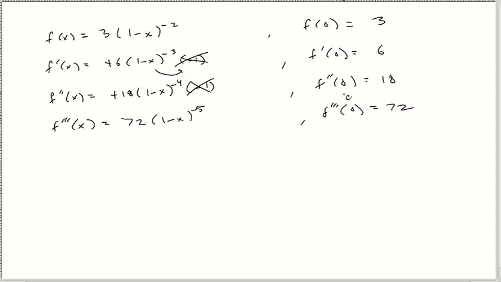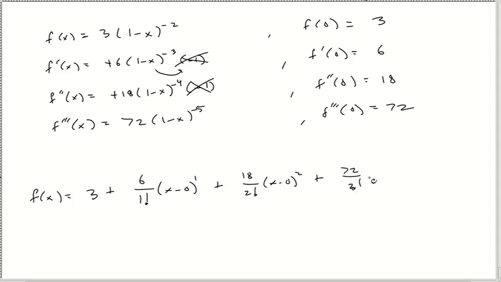Okay, that's good enough. We're done with this. So what I want to do is rewrite my big, long equation. We start with a 3 right here. And then I say 6 divided by 1 factorial x minus the 0, Maclaurin, to the 1 power. And then I got 18 over 2 factorial x minus 0 squared, 72 over 3 factorial x minus 0 cubed. And we would keep going, but I'm done basically with that.